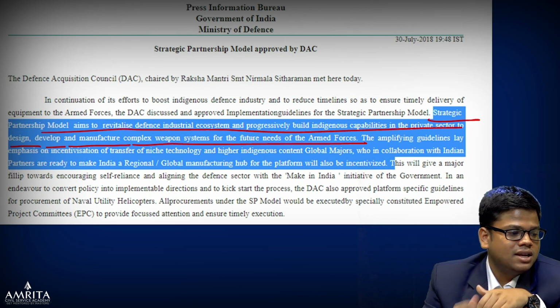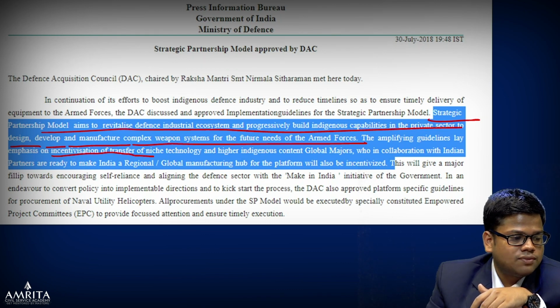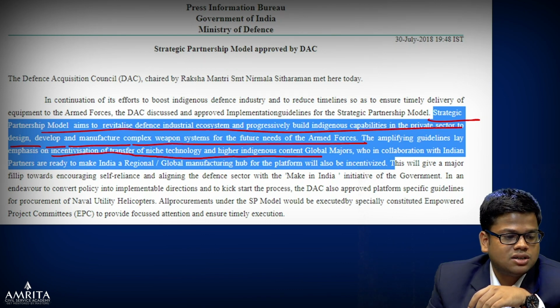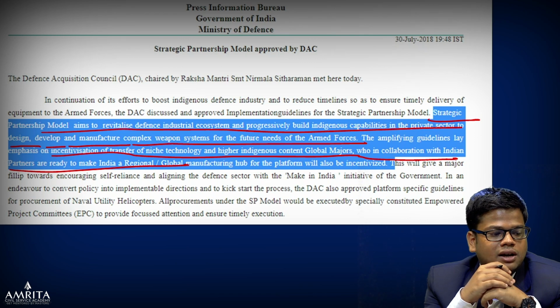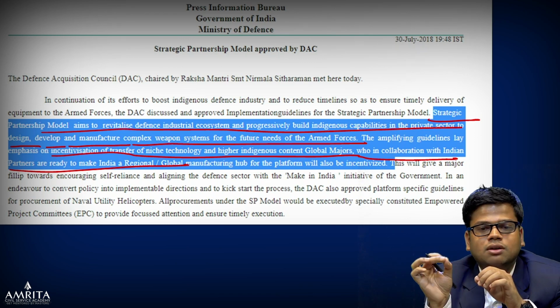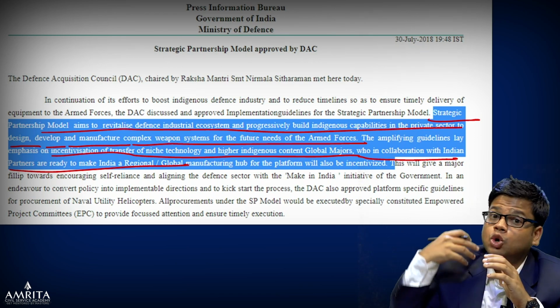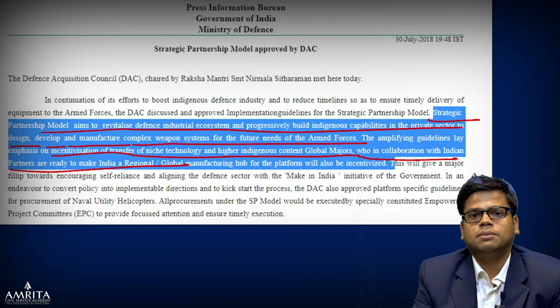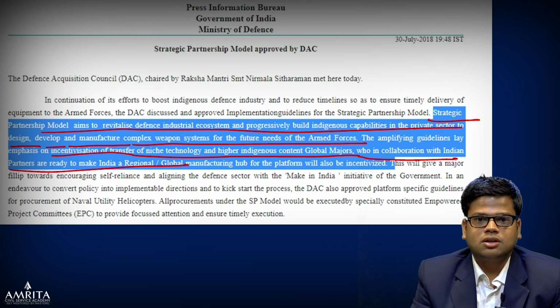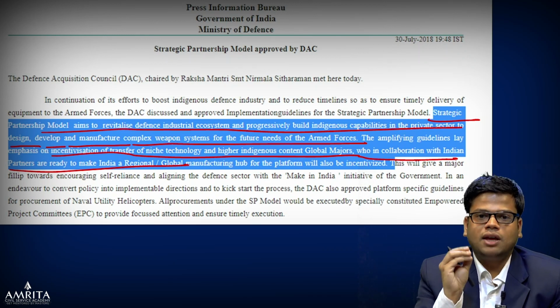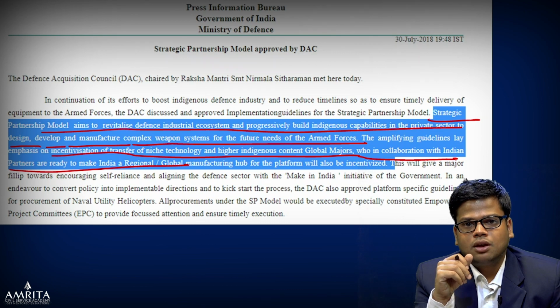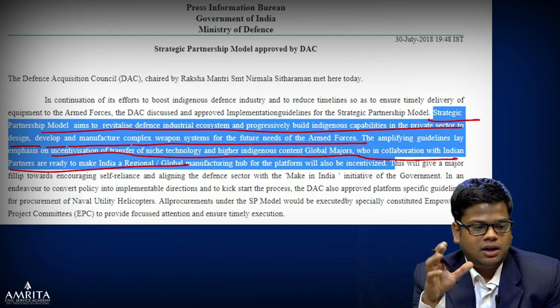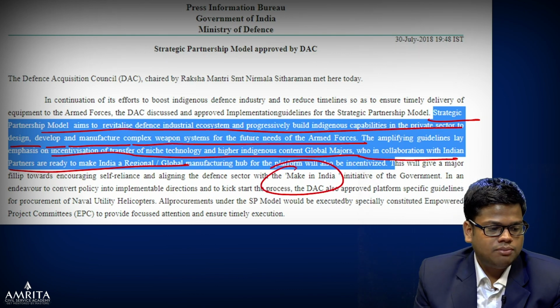The guidelines lay emphasis on incentivization of the transfer of niche technology and higher indigenous content. Global manufacturers, in collaboration with an Indian partner, are ready to make India a regional and global manufacturing hub of the platform. So, they are inviting global manufacturers to come to India and manufacture with Indian partners, and we will give you autonomy in everything, right? We will allow 100% FDI under the route, but come to India and make in India, a very big push to the idea of Make in India.